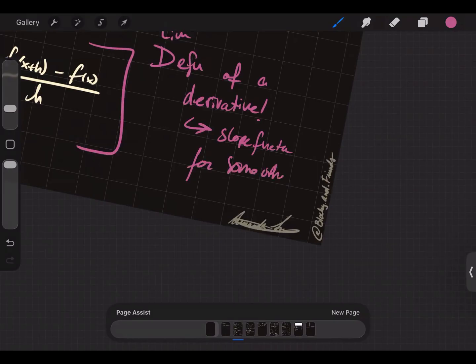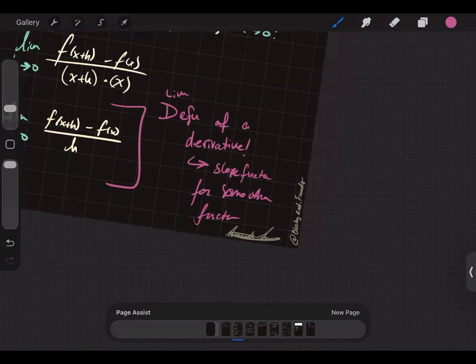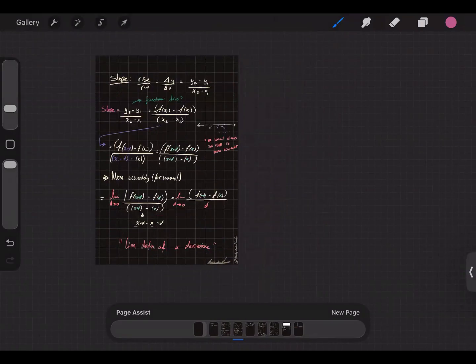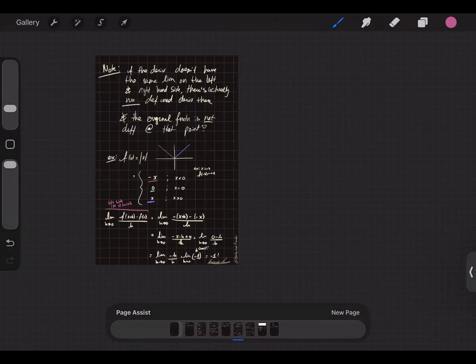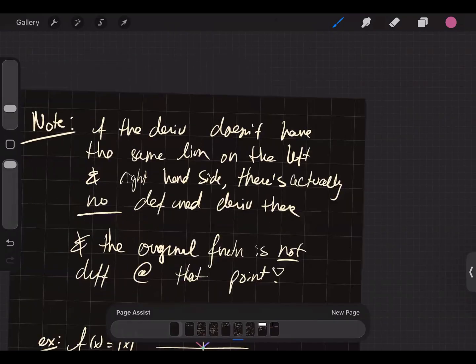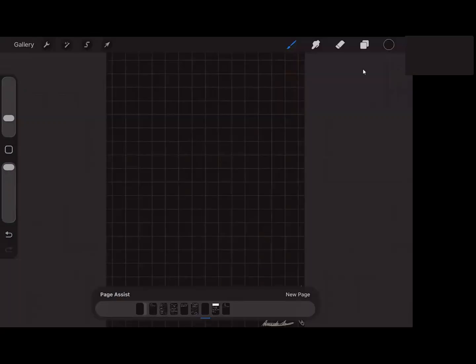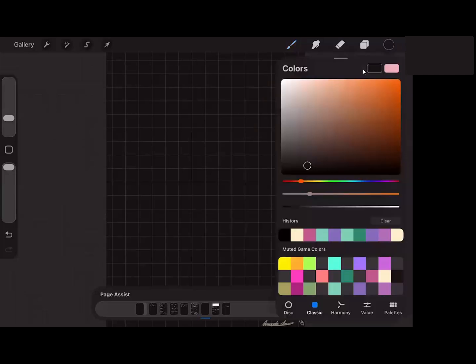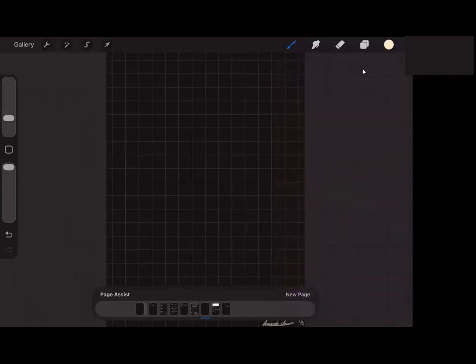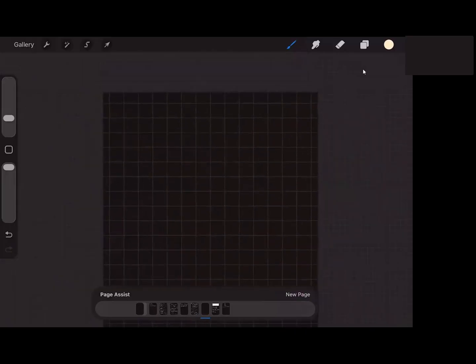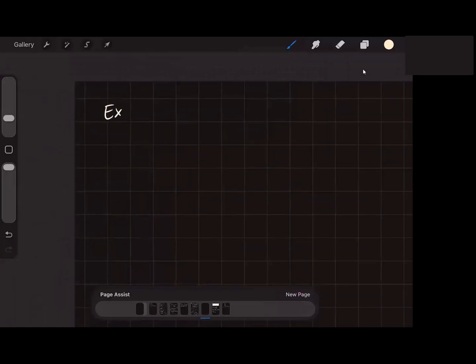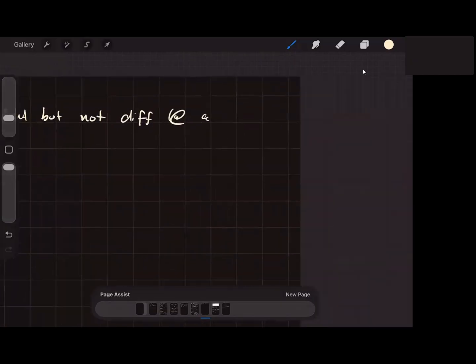An important note, and I'm not going to rewrite this, is if the derivative doesn't have the same limit on the left and right hand side, there's actually no defined derivative there, which means the original function is not differentiable at that point where the left and right hand limits are not the same. We'll get into it, don't you worry. That idea of continuous and differentiable will come in handy later, and I'll explain to you guys when it comes up. Let's do an example of a function that is continuous but not differentiable at a certain point.